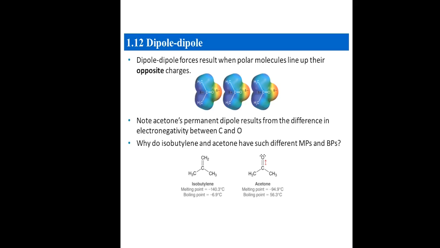So there isn't any partially negative or partially positive charge in the molecule. However, in acetone, oxygen is more electronegative than carbon. So we have a polar bond in this molecule, which causes acetone to have a strong dipole moment. Therefore, acetone experiences greater attractive interactions compared to isobutylene, which would be the reason for the higher melting point and boiling point in acetone, because we need more energy to break these attractions in the molecule.